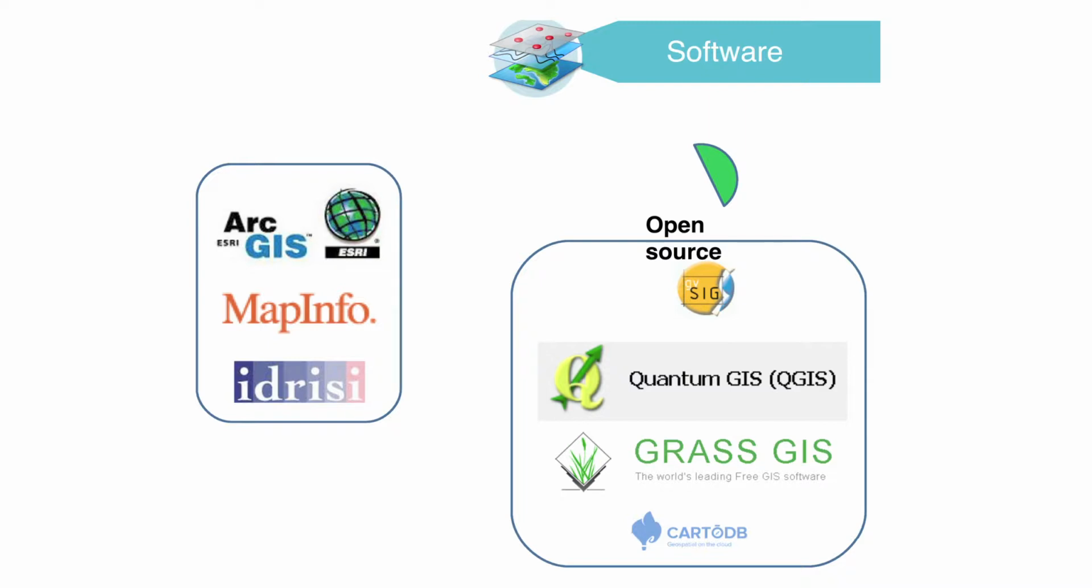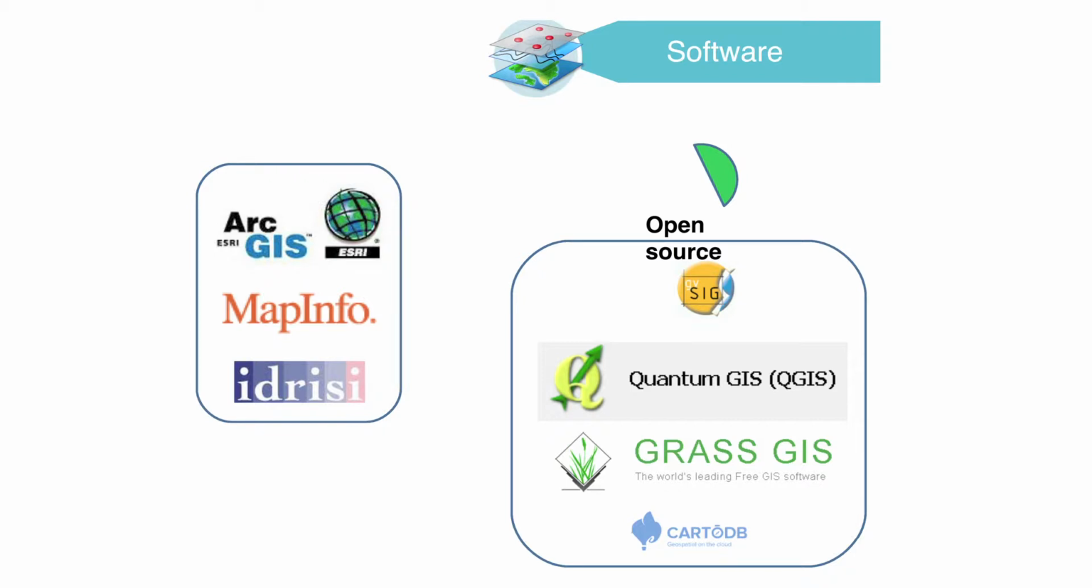Remember I told you about different types of data. We have vector and we have raster. So if you want to work with satellite images and this type of data, Idrisi has many tools.